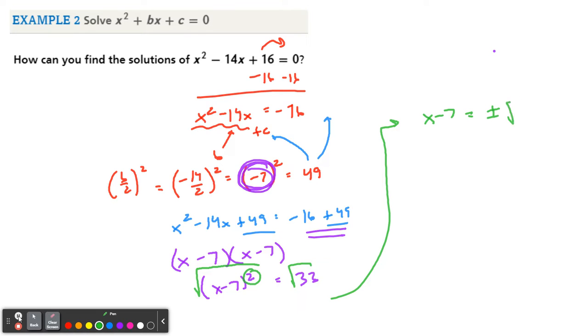But on the right-hand side, when you take the square root of a number, because it is a quadratic, you're going to get two answers, the plus or minus of that square root of 33. Right, so that's just something you have to kind of know to do. Right, I'm telling you now.